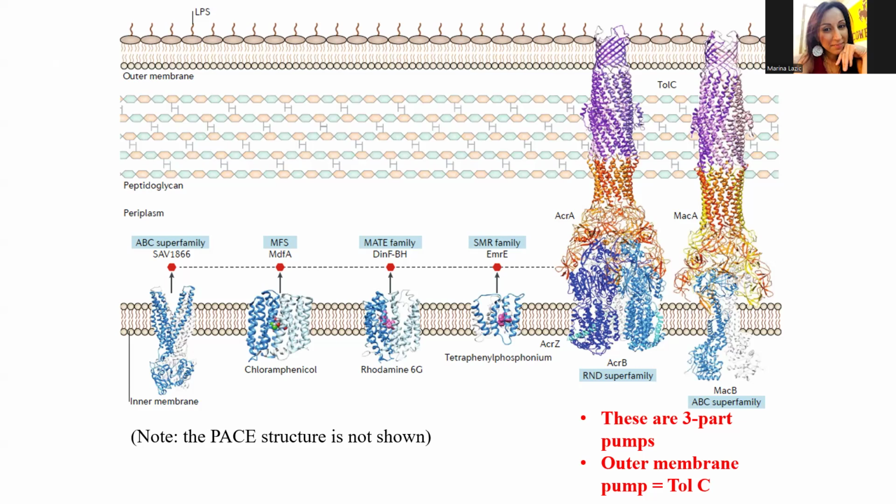But the others have a similar structure. Again, I really like this TolC outer membrane protein. It can be part of ABC transporters, and it can also be part of the major facilitator superfamily, but it's the same TolC. It just has a different inner membrane structure.